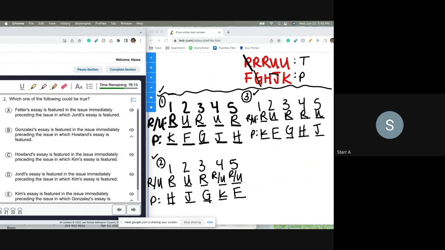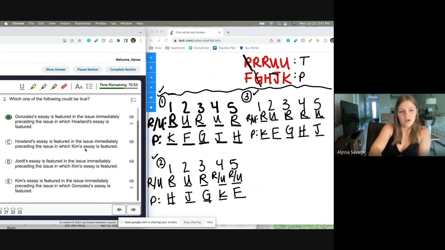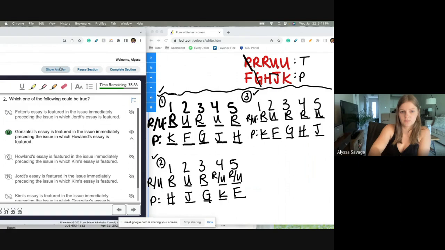Okay, so I think the answer is B. G is immediately preceding H. Yeah, you're right, because that happens in our third world. G is immediately preceding H. Everything else doesn't happen. F immediately preceding J, I don't have a world where that's happening. H preceding K, don't have a world where that's happening. J before K, don't have a world where that's happening. K before G, don't have a world where that is happening. So yes, our answer choice is going to be B.